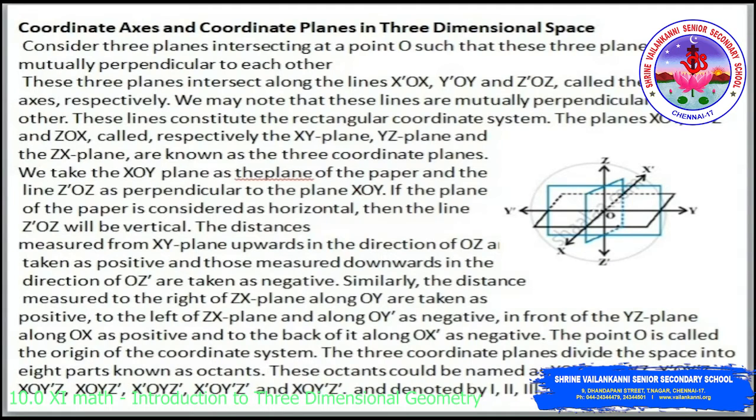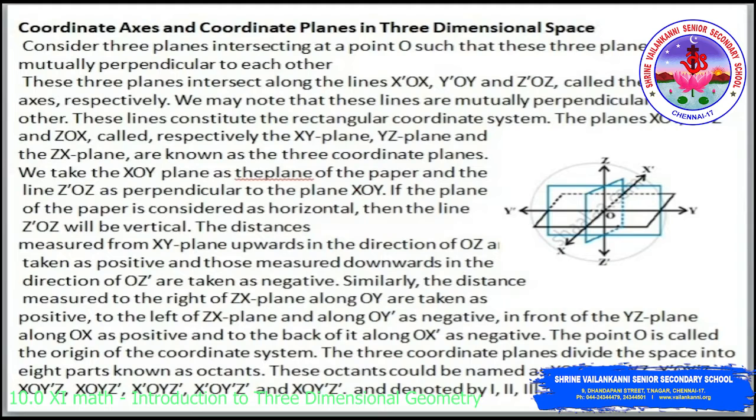We take the XY plane as the plane of the paper and the line Z'OZ as perpendicular to the plane XOY. If the plane of the paper is considered as horizontal, then the line Z'OZ will be vertical. The distances measured from the XY plane upwards in the direction of OZ are taken as positive, and those measured downwards in the direction OZ' are taken as negative.